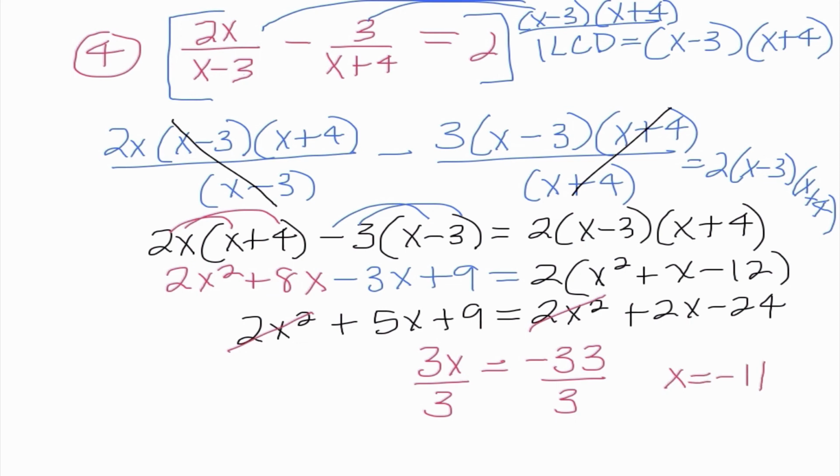Now, before I know for sure that this is my answer, I need to make sure that our denominator is not equal to 0. And the reason why it cannot be equal to 0 is because we know that we cannot divide by 0. So if we look at this, the values that would possibly make it 0 would be if we had gotten 3 or if we'd gotten negative 4. Because 3 would have made this first denominator 0, negative 4 would have made this second one 0. In this case, negative 11 doesn't make either of those 0, so we can go ahead and say that that is our answer.